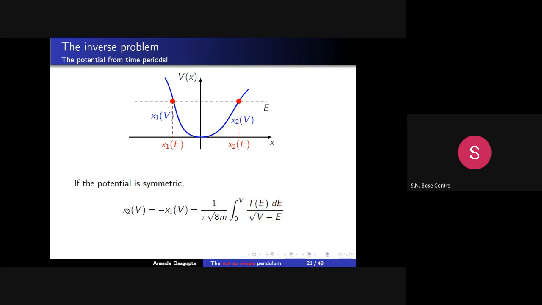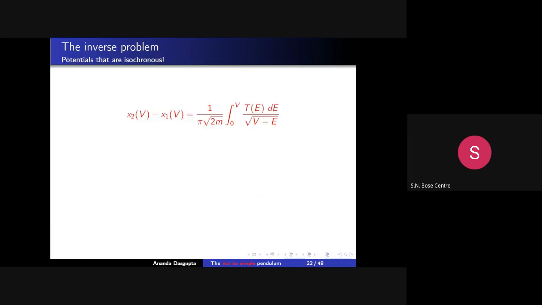If the potential happens to be symmetric, then of course x2 and x1 are negatives of each other, and x2 minus x1 is just twice x2. So you just divide that earlier result by 2 and you get this result. So for a symmetric potential, you can uniquely find the potential because you can find x of v and then solve it for v. But there are, other than that, many other solutions.